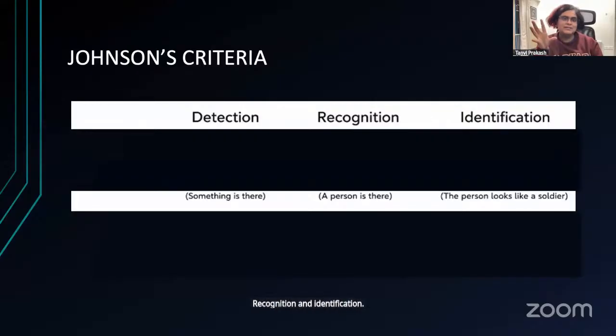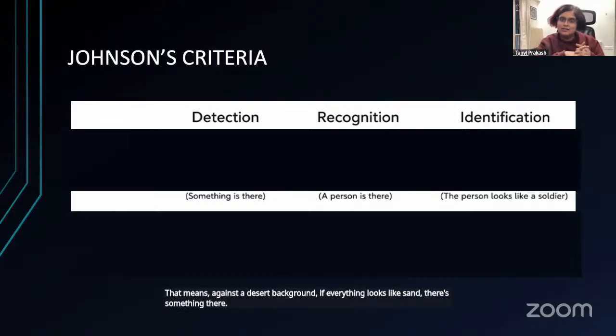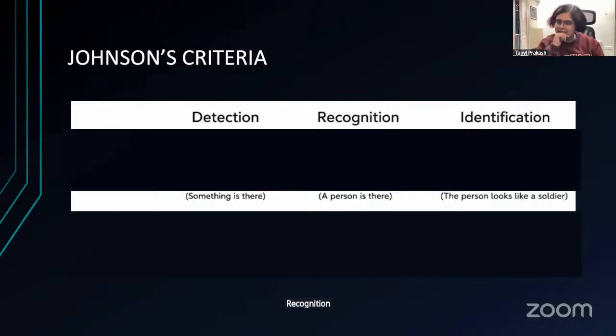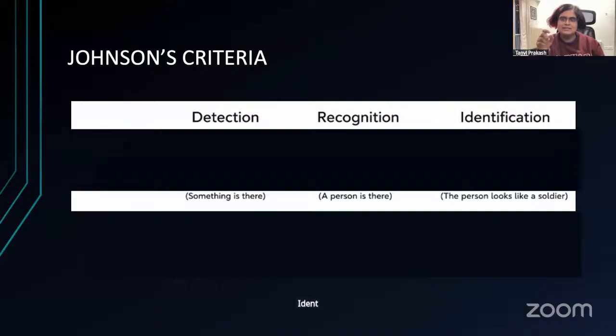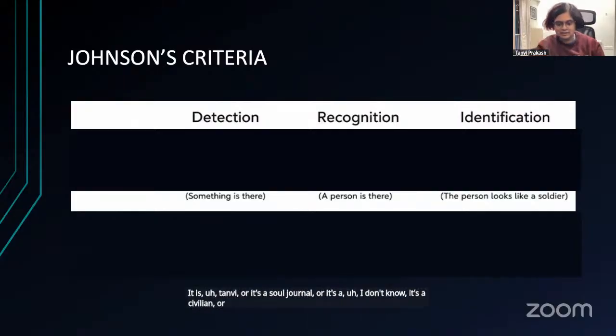What it actually means is detection, matlab kuch to hai, something is there. That means against a desert background, if everything looks like sand, there's something there. Recognition, what is that thing? Is it a tree? Is it an animal? No, it's a human, it's a person. Identification means it is this person. It is Tanvi, or it's a soldier, or it's, I don't know, a civilian or something like this.